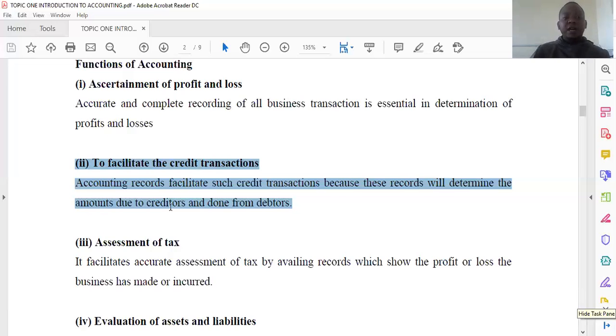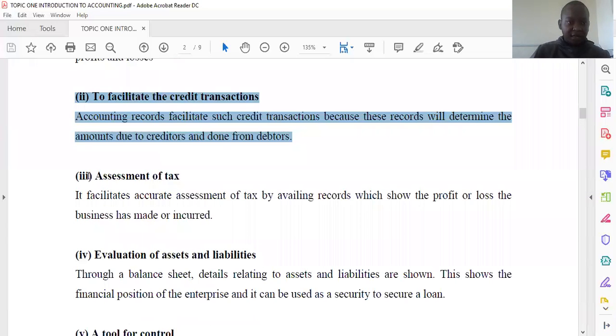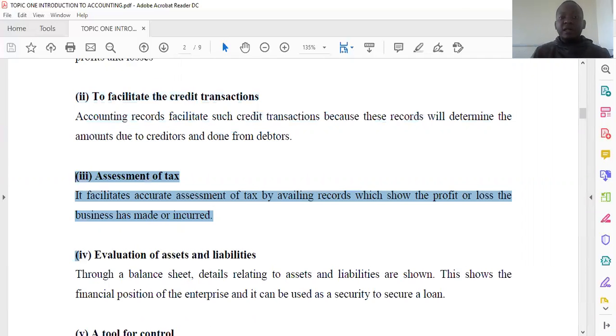Then number three, we have accurate assessment of tax. Accounting facilitates the accurate assessment of tax by availing records which show the profit or loss that the business has made or incurred. So without a proper accounting system, the business will not be in a position to pay the correct amount of tax.